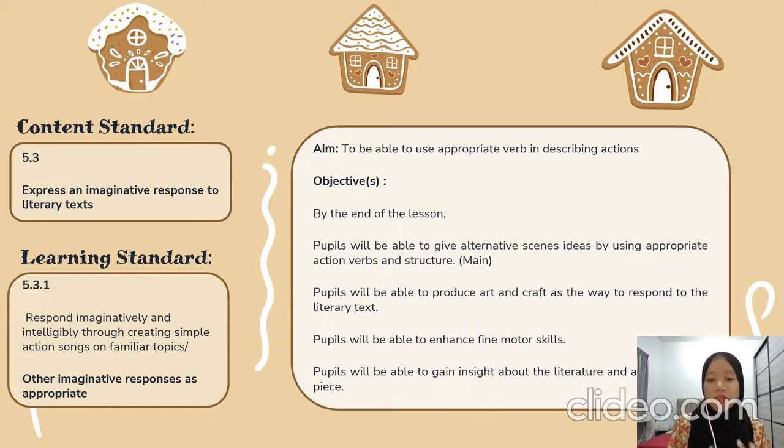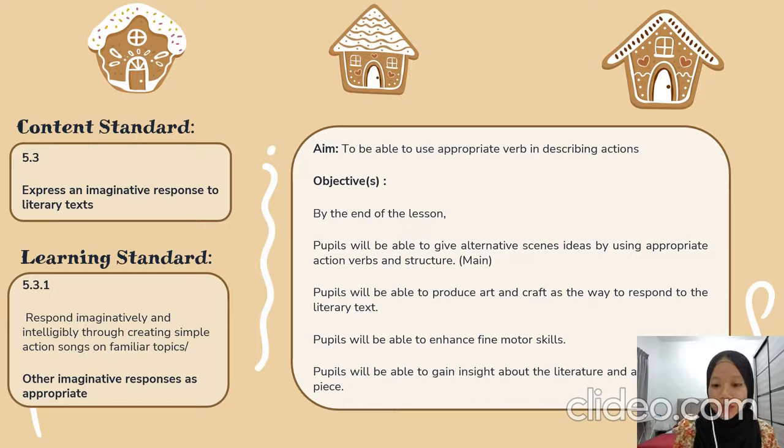The main aim for this activity is to be able to use appropriate verbs in describing actions, which will be vividly seen in the activity later, where the pupils need to use a certain verb to describe actions. Because we know that in learning language arts, in that particular lesson they also need to be rich with other language content. So that's the main aim.